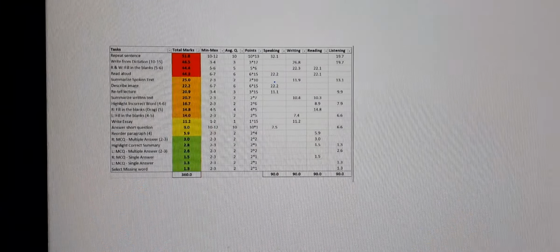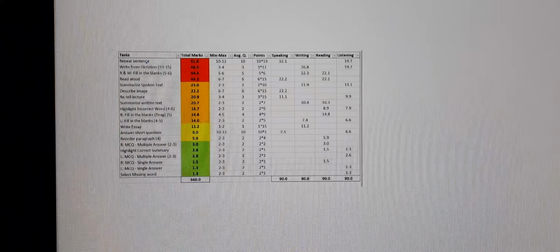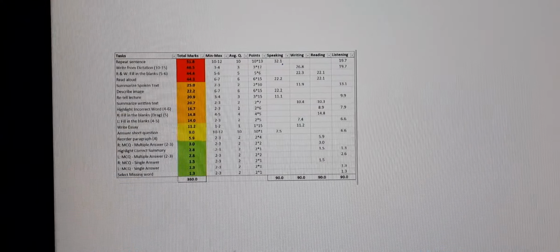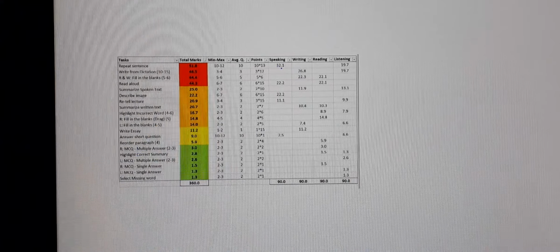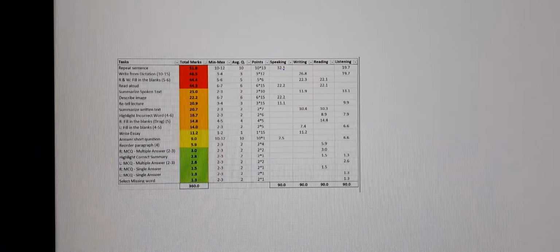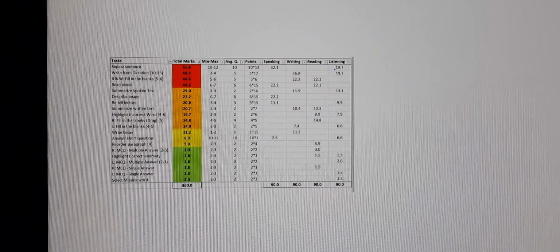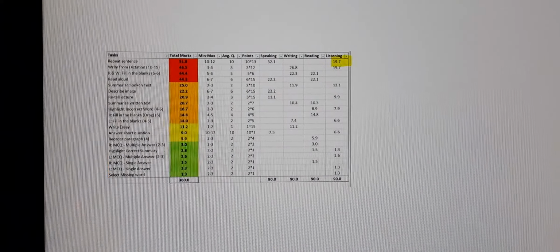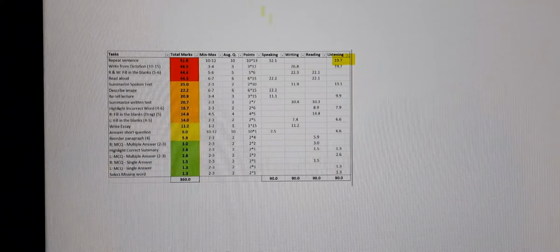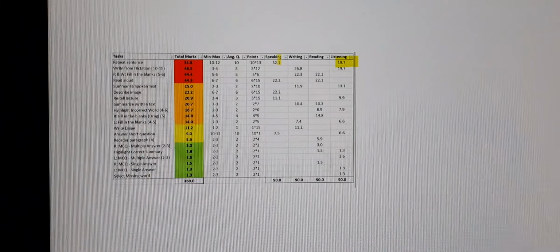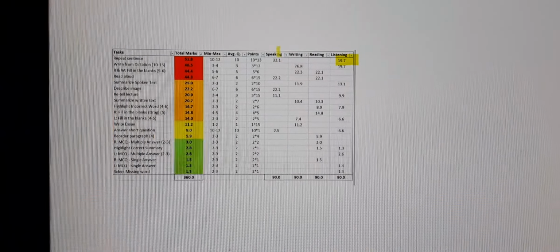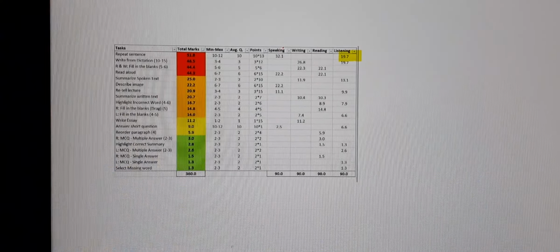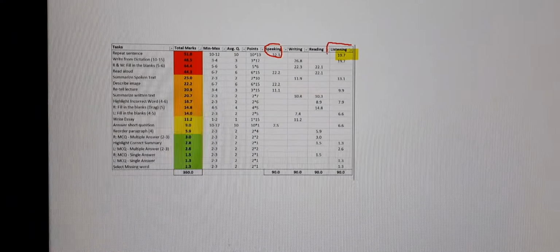For example, if you see repeat sentence, you get that task in speaking, right? And it scores 32.1, but it also adds scores to your listening as well. Now if you make mistakes in repeat sentence, it is going to impact your score in speaking as well as listening.